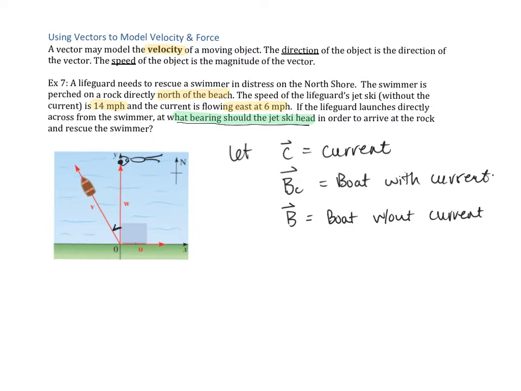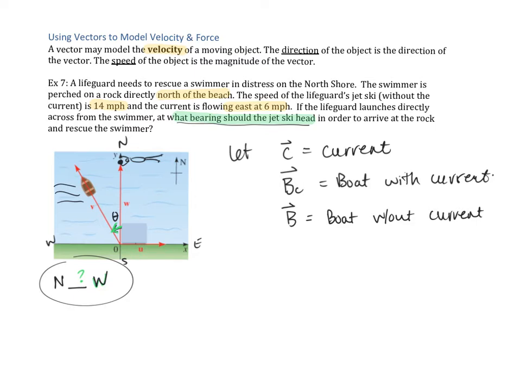So they should head away from the current, right? Because the current's going to push them back towards the swimmer. So this is the angle that we want. We want to go north and then some bearing headed towards the west. Okay, so that's what we are trying to find, right? North, west, south, and east. So we're trying to find this angle right in there. That's what we want.